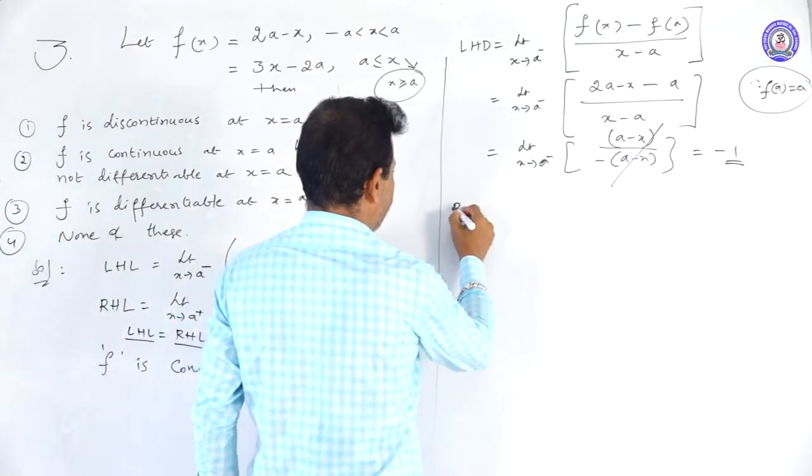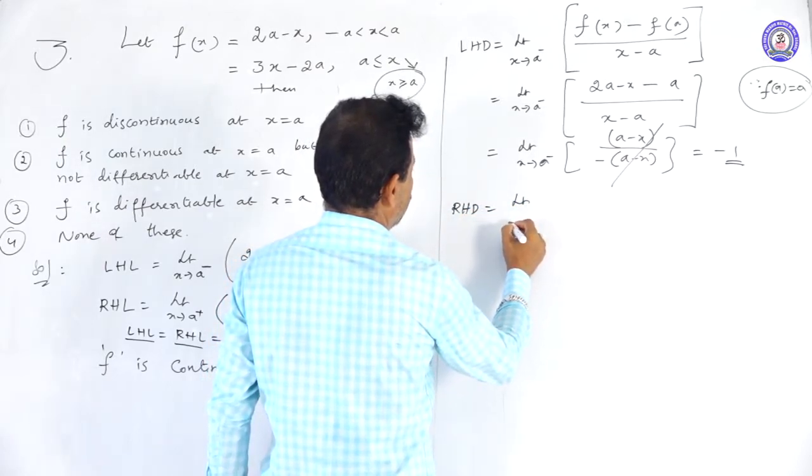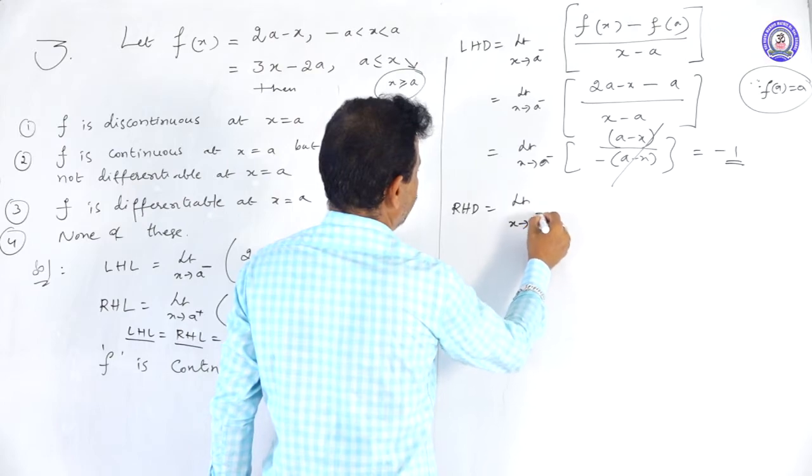Next, right hand derivative, similar to that. Whereas limit x tends to a plus.